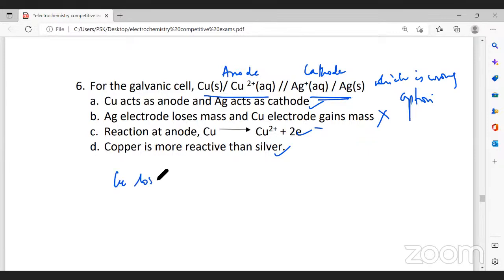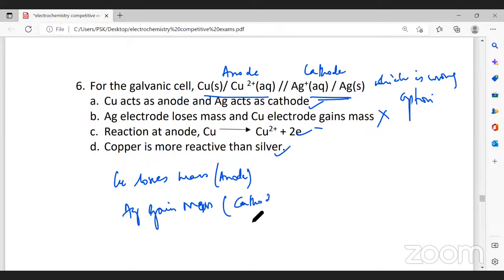Copper loses mass because copper is the anode. At the anode, oxidation takes place and the metal will dissolve. And silver is the cathode. Silver gains mass. At the cathode, reduction takes place and deposition will take place. The question is wrongly typed or incomplete. So the wrong option is option B. All right, I hope you followed what I'm telling, students. Yes, sir. Let us see now the next question.